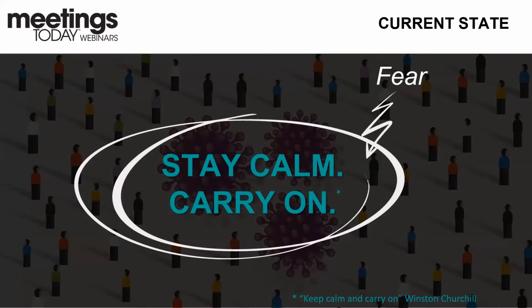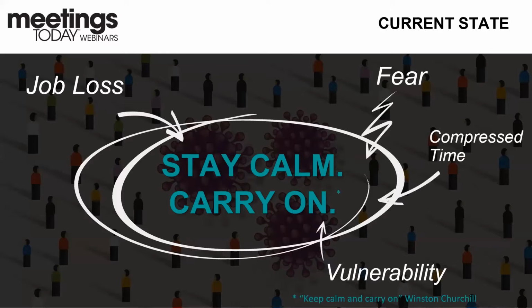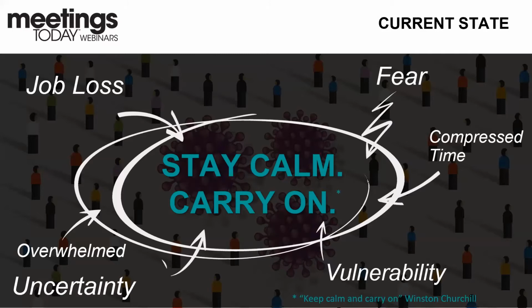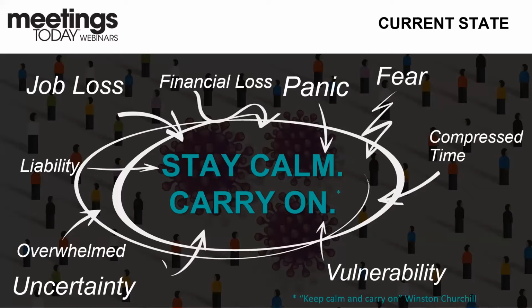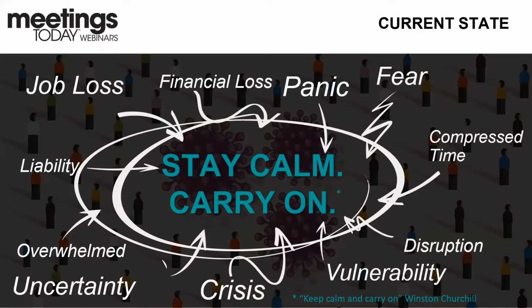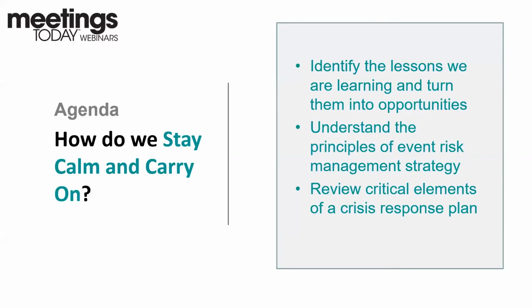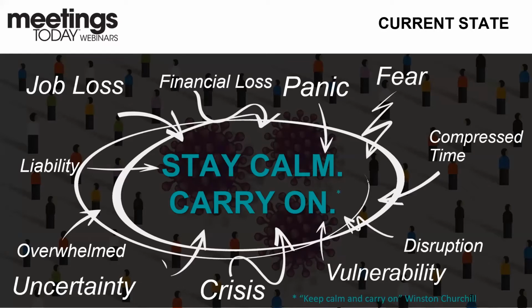And today, I think that we understand that our current state is made up of fear, vulnerability, potential job loss, compressed time. We're overwhelmed. We have uncertainty. We have panic, potential liability. Our organizations are going through financial loss, disruption, and crisis. It's really beyond our wildest imaginations. And so what we need to do is we need to be able to know, how do we get to the current state where we can stay calm and carry on?